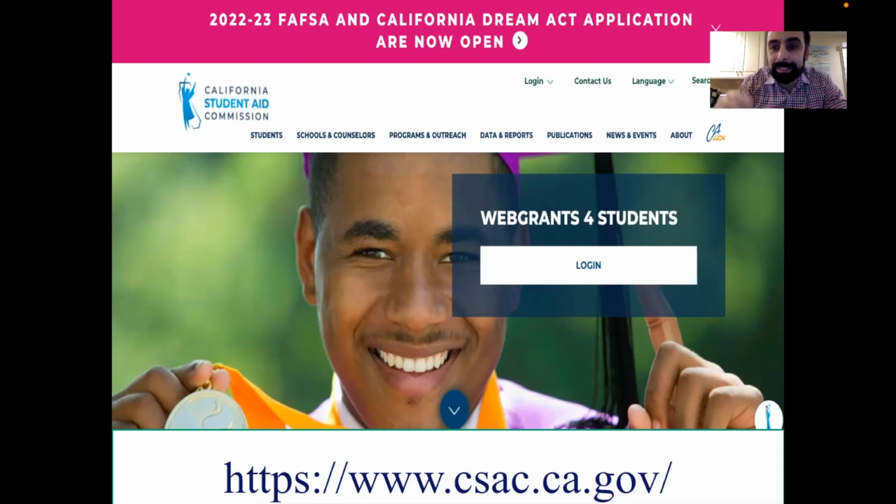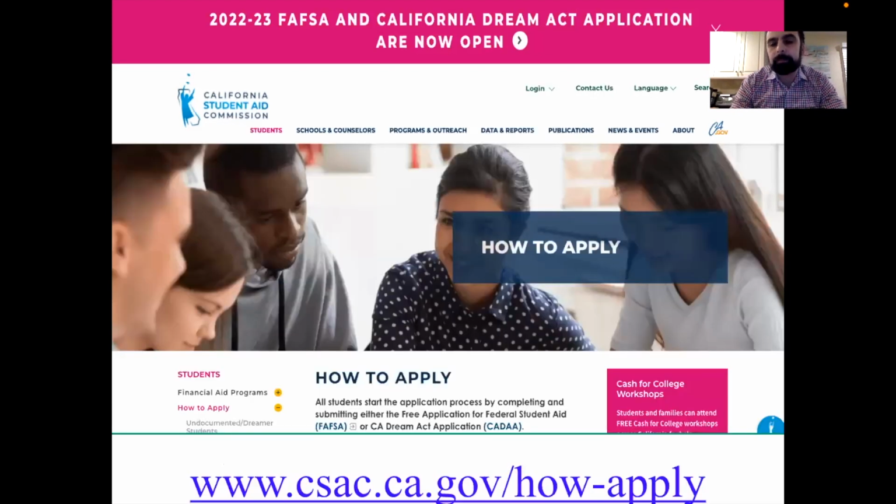3 different levels I explained to you in more detail. Now, for those who don't have a Social Security number or who are not US citizens, what you can do is click at the top there for the DREAM Act application. Here on the DREAM Act application, you are able to get financial aid in the form of Cal Grants if you're graduating from a high school in California.